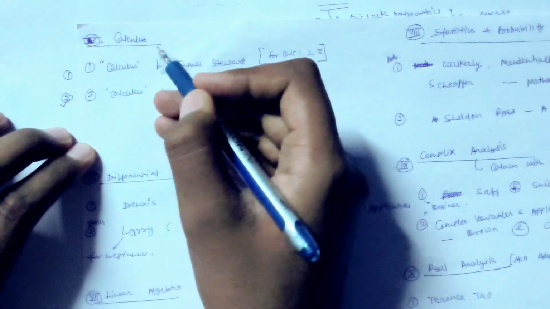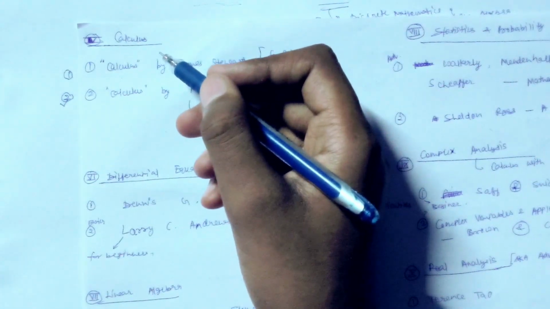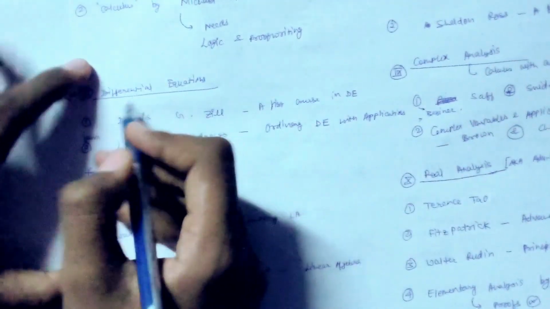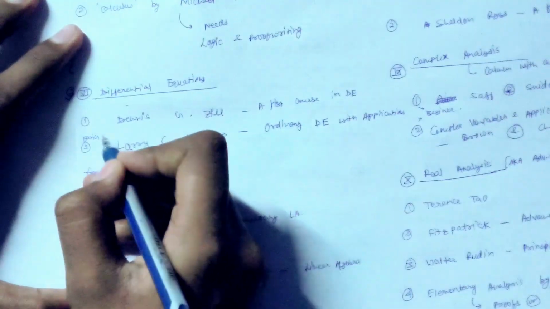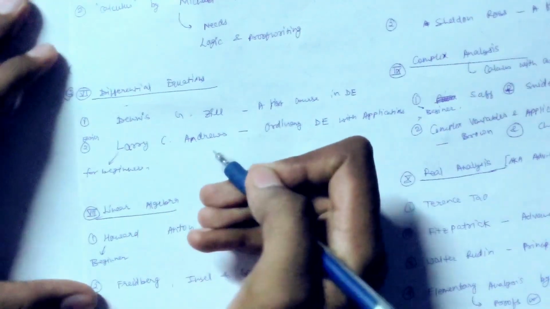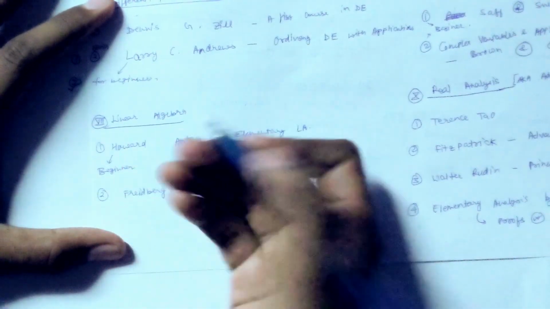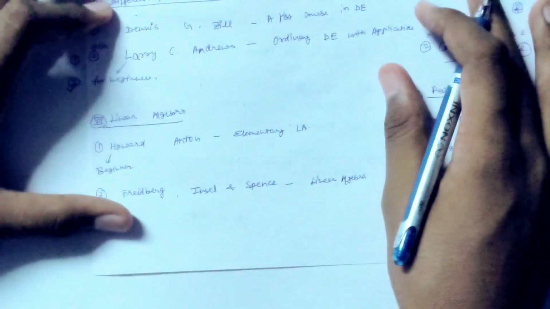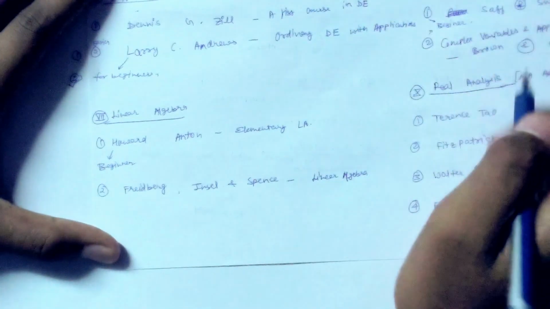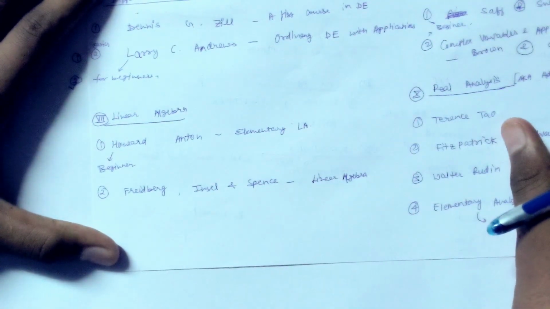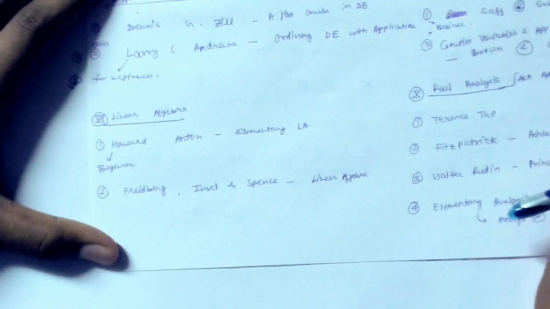Really, after doing calculus, it's a great accomplishment if you complete the calculus course. On the next occasion, you can have differential equations, with different books by Dennis Zill, and you can have Larry C. Andrews' book, and then linear algebra. Linear algebra is very basic and very fundamental. Howard Anton's book, or Friedberg and Spence's book on linear algebra is quite a good one.